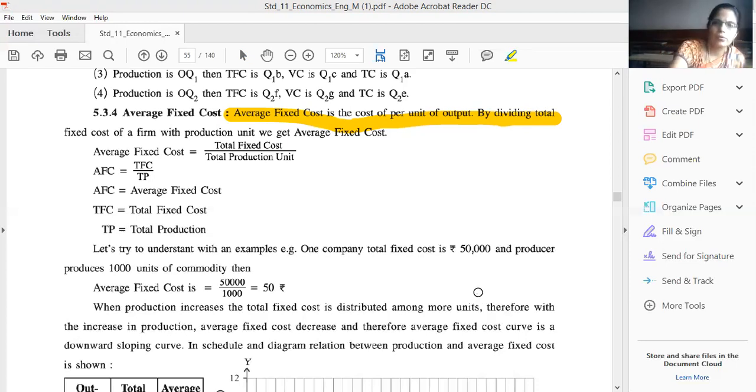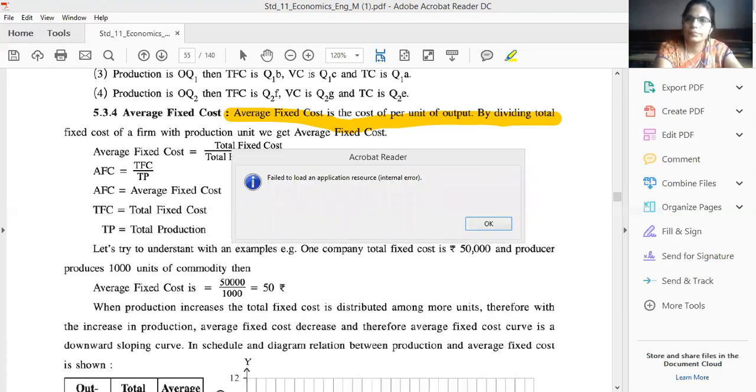So in this we have to discuss the average fixed cost. Average fixed cost is the per unit cost for the per unit output. We can get it by this formula: AFC equal to TFC divided by the TP.